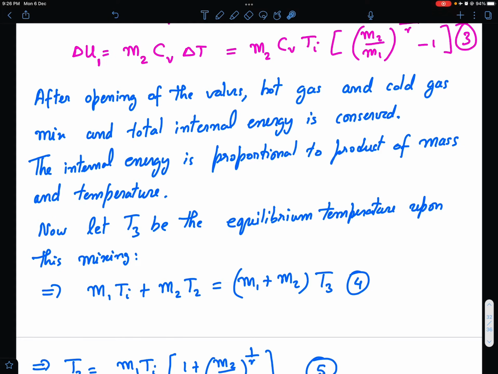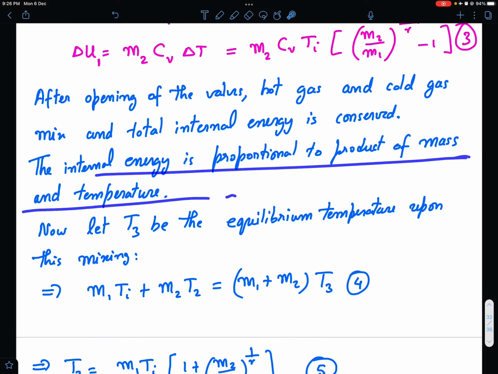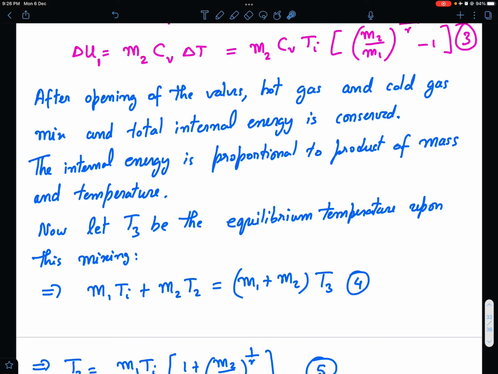Because there is no delta Q and no delta W happening during the mixing part. Internal energy is proportional to the product of mass and temperature. You know that internal energy for a molecule is half mv squared, and v squared is proportional to temperature. So we can say total internal energy is proportional to the product of mass and temperature. Now let T3 be the equilibrium temperature upon this mixing.